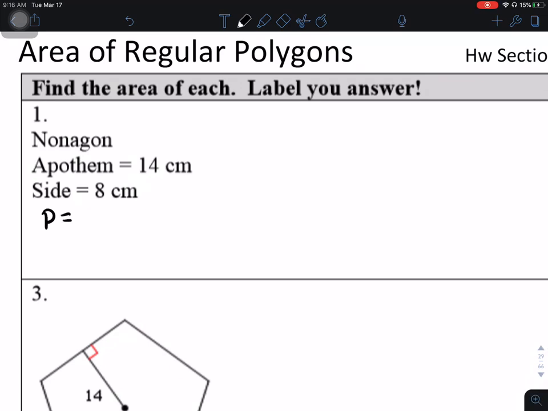To find the perimeter, you take the length of a side times the number of sides. And the length of a side, it says, is 8. A nonagon has 9 sides, so the perimeter is 72.